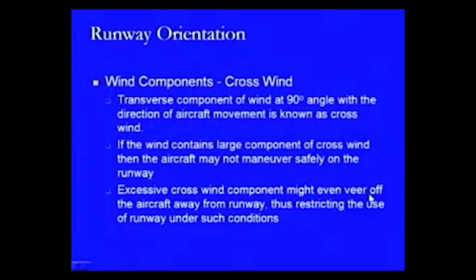So, that way we have to look at what the crosswind component is, and this crosswind component is to be specified and has to remain below that one, so that we have the safe and the smooth operation of aircrafts. The excessive crosswind component might even veer off the aircraft, that is what I have just said, away from the runway, thus restricting the use of the runway under such conditions.